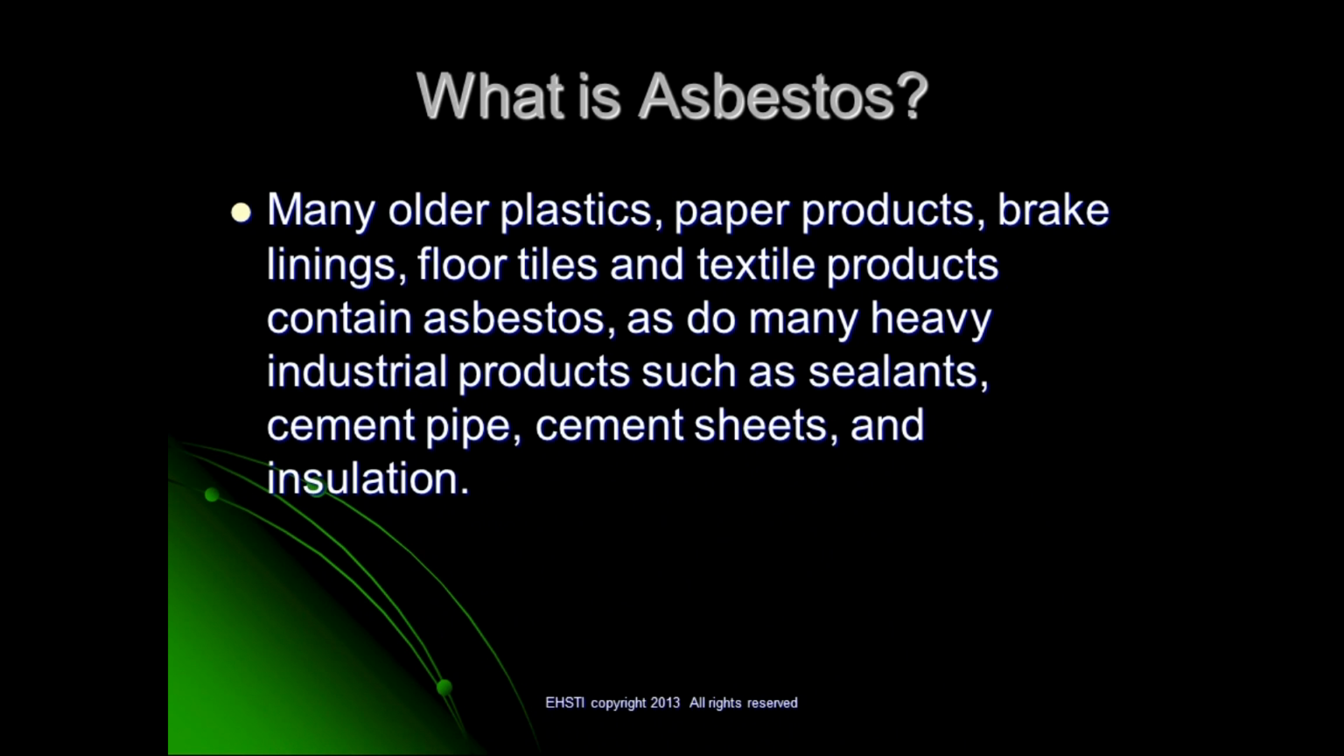Many older plastics, paper products, brake linings, floor tile, and textile products contain asbestos, as do many heavy industrial products such as sealants, cement pipe and sheeting, and insulation.